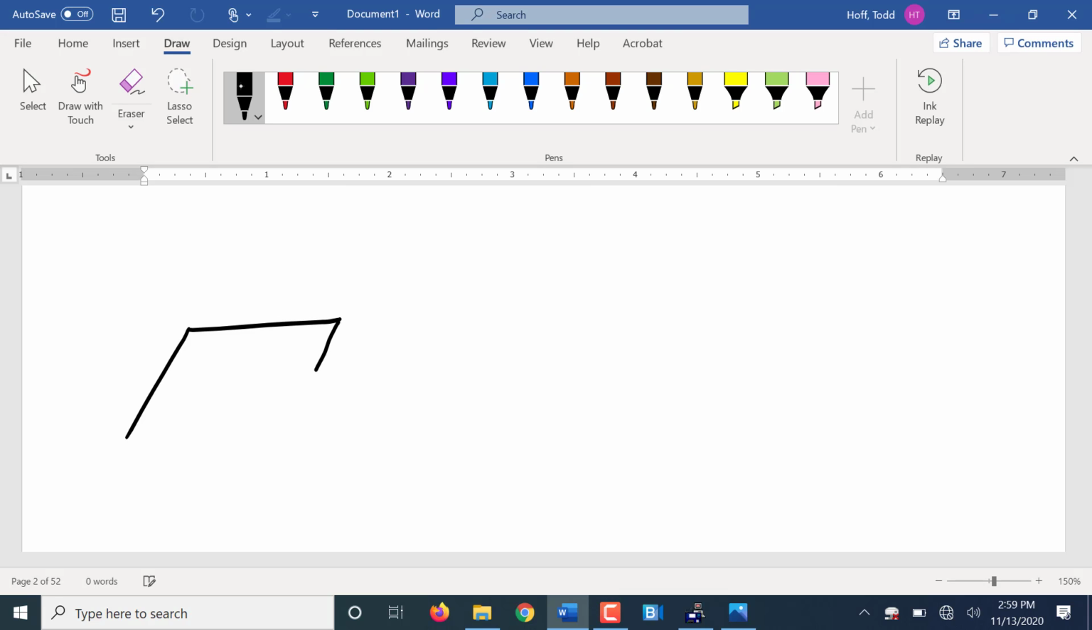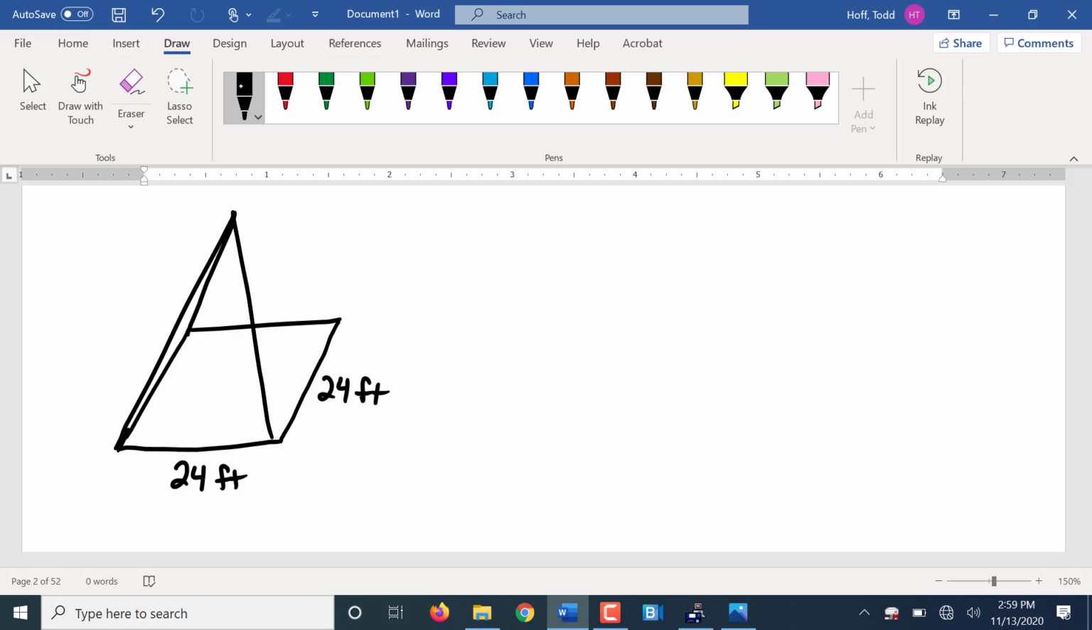So let's practice these just a little bit here. Give me a number between 12 and 20. 12, okay. So we'll go 24 feet here. Now we'll go 35 feet there.